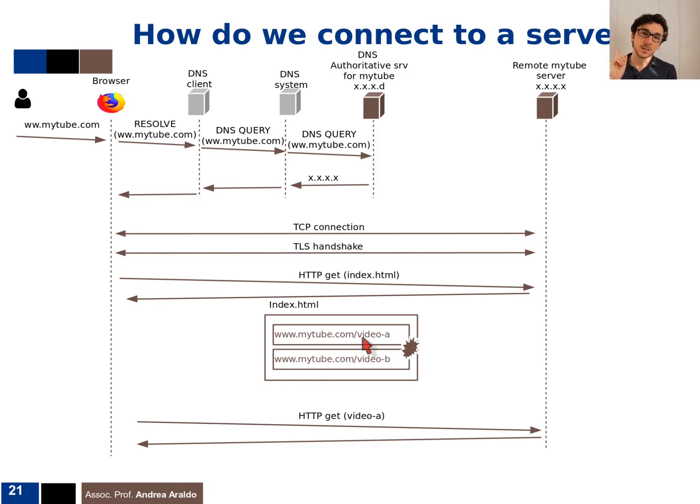Whenever a user clicks on one of these links, it is actually sending a GET request for the specific video. For instance, if the user clicks on video A, actually it will send an HTTP GET request for the video A. And these requests will arrive to the same server and the video will be transmitted. So far so good.